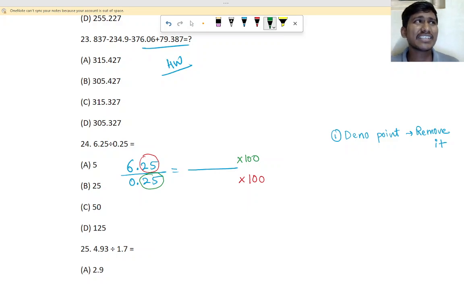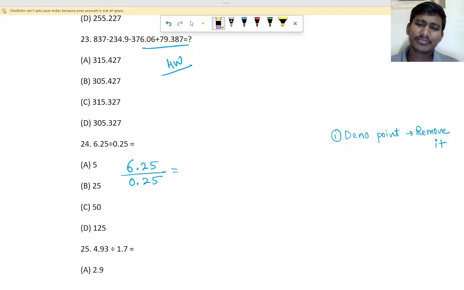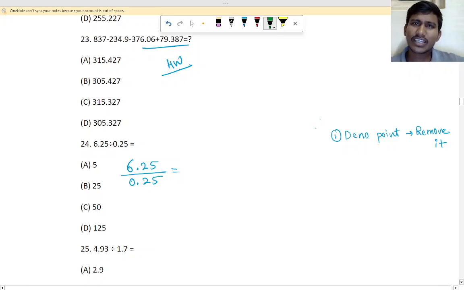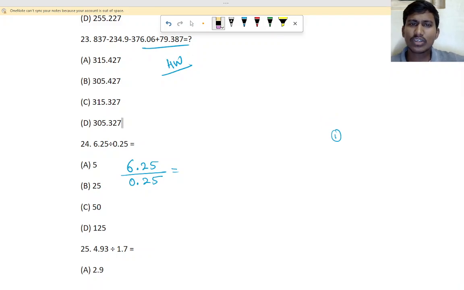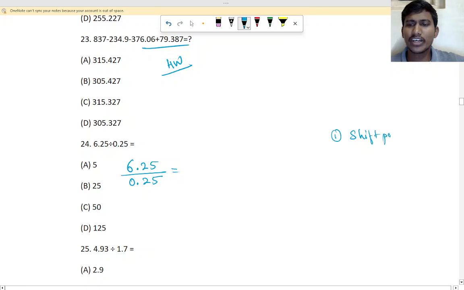Or the shifting method. Will you remember the shifting method? That would be easy, I think. We will do the shifting method. We will shift the point in the denominator. Okay, Sir, can you tell? Yes, I will tell that. So what we have to do, shift the point in the denominator and numerator.